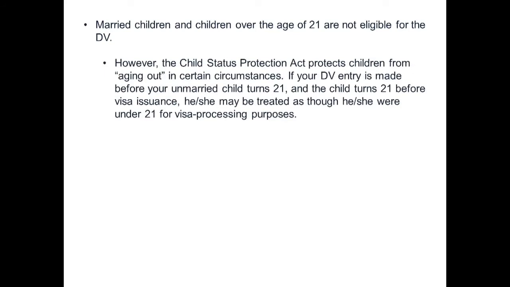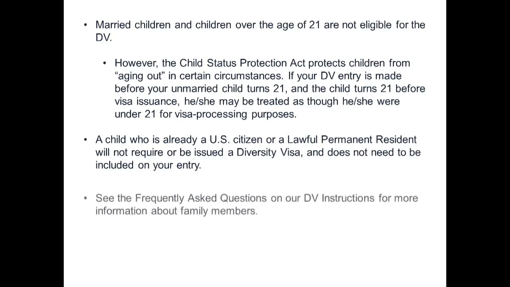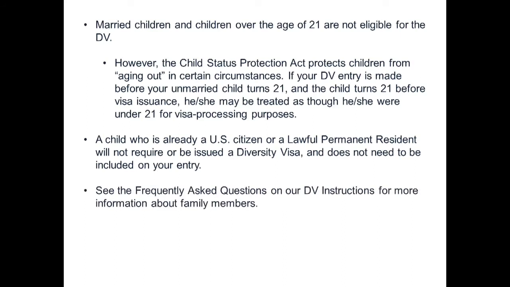However, the Child Status Protection Act protects children from aging out in certain circumstances. If your DV entry is made before your unmarried child turns 21, and the child turns 21 before visa issuance, he or she may be treated as though he or she were under 21 for visa processing purposes. A child who is already a U.S. citizen or lawful permanent resident will not require or be issued a diversity visa and does not need to be included on your entry. See the frequently asked questions on our DV instructions for more information about family members.